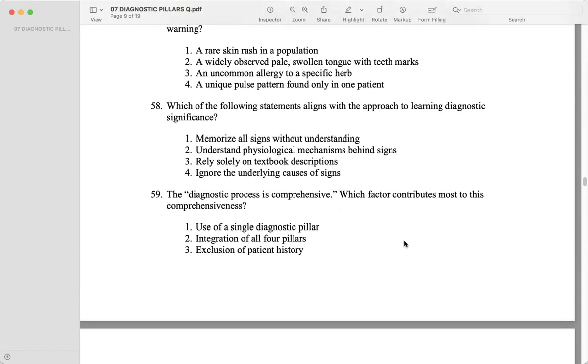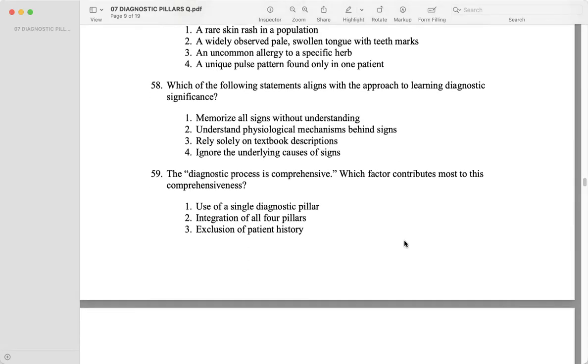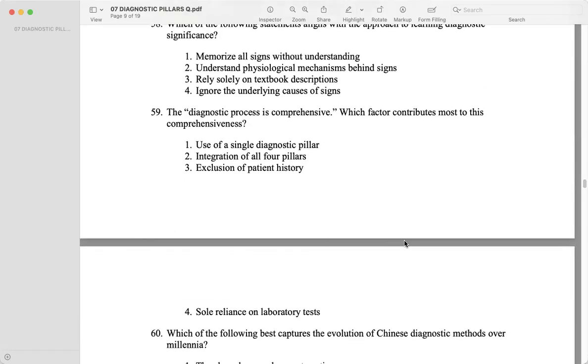Which of the following statements aligns with the approach to learning diagnostic significance? Understand physiological mechanisms behind signs. That's why we're having this review, di ba? And I'm very happy that we are increasing in number, although not that often.